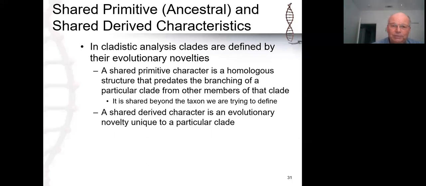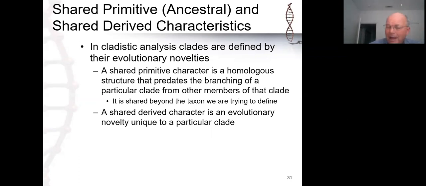So it becomes very difficult at times to recognize what is meant by a shared primitive or ancestral characteristic versus a shared derived characteristic. But the easiest way to remember it is that anything that is ancestral or primitive is found not only within the clade, but is also found in organisms that are closely related to the clade, but are not actually part of the clade. Whereas a derived characteristic is always found within individuals that are part of the clade, but not found in individuals that lie outside of the clade. So hopefully that makes sense to you.